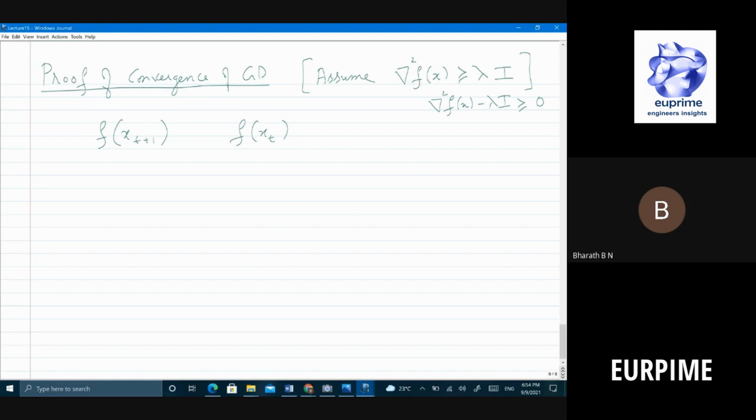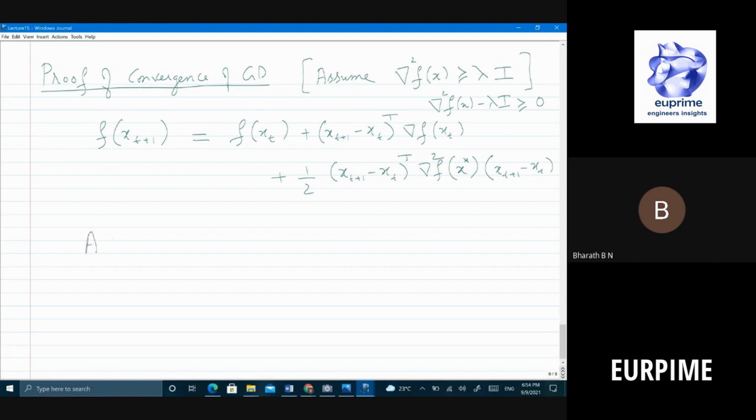So this is equal to this plus, I can do remainder form of Taylor series, xt plus 1 minus xt transpose times the gradient of f at xt, plus 1 by 2 times xt plus 1 minus xt transpose the gradient of f at some x star, sorry, Hessian, not gradient, times xt plus 1 minus xt, right? What does that mean? Okay, so now let's look at an aside here.